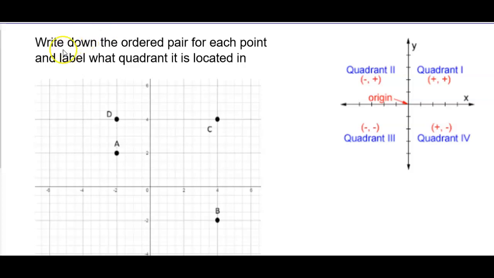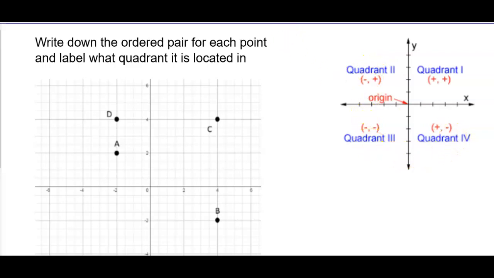So for this problem, it says write down the ordered pair for each point and label what quadrant it's located in. I know on yours you only had to find one, but I'm going to go ahead and do each for this video. So this is kind of a reminder of the quadrants. It starts over here where everything's positive, that's quadrant 1, and then it goes counterclockwise, quadrant 2, quadrant 3, and quadrant 4.